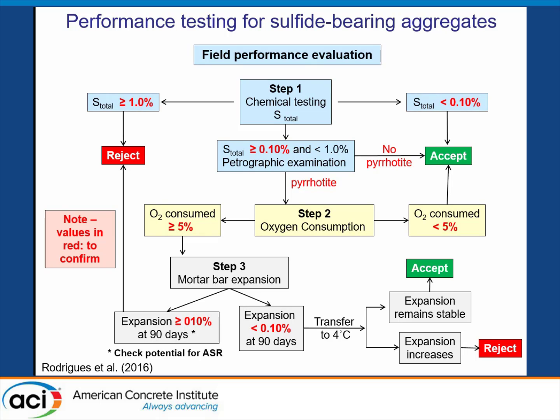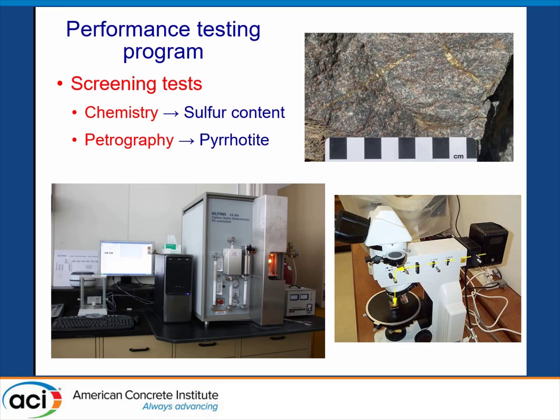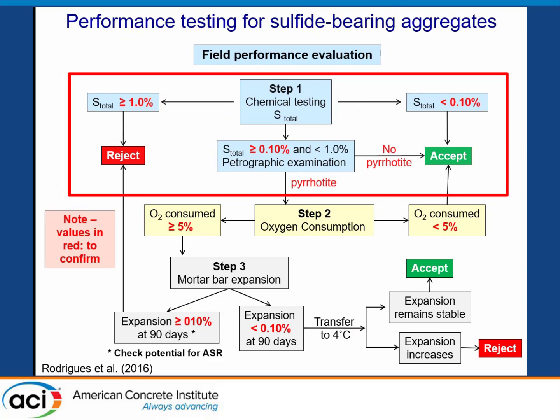This test program is part of the performance testing for sulfide-bearing aggregates. We developed a protocol. The first step in the protocol is a chemical test to measure the total sulfur content of the aggregate. This total sulfur content is measured with a sulfur carbon analysis, where you measure the sulfide content of the aggregate, and we also look if pyrrhotite is present in the aggregate.